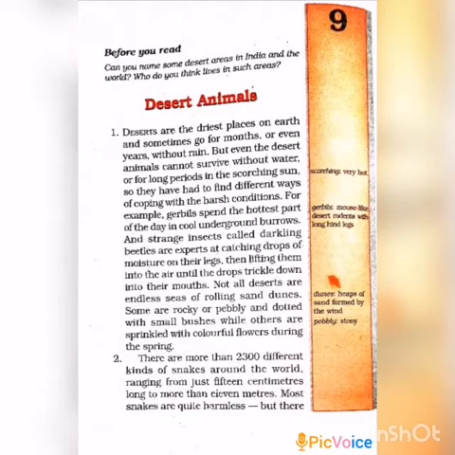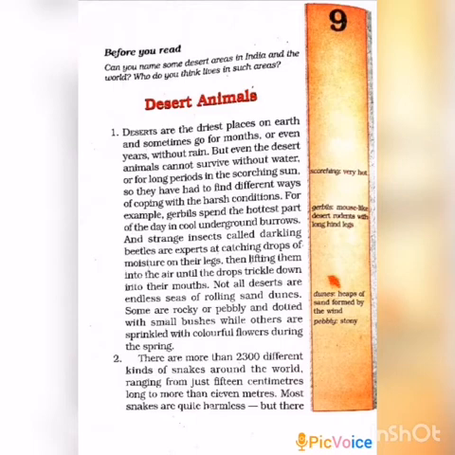Deserts are the driest places on earth and sometimes go for months or even years without rain. So when you think of a desert, what comes to your mind? Yes, it is being without rain. There is no waterfall in that place. That is the only thing that comes to your mind. Then we can think how the animals can live without water, and of course human beings also. That is what we are going to learn now.